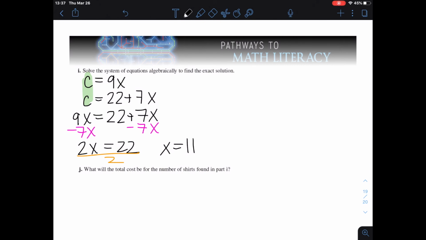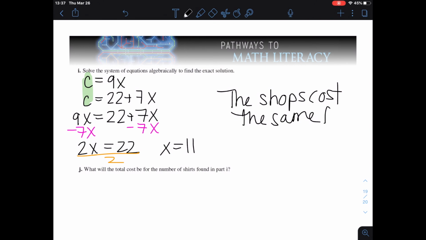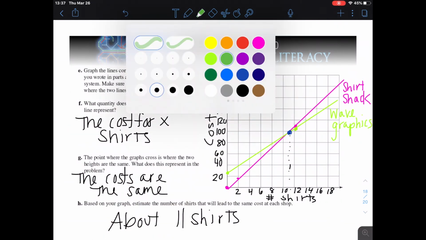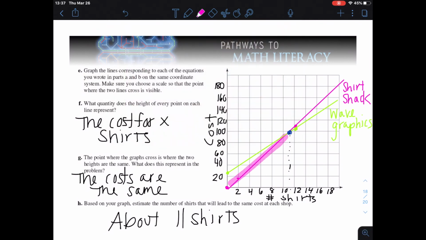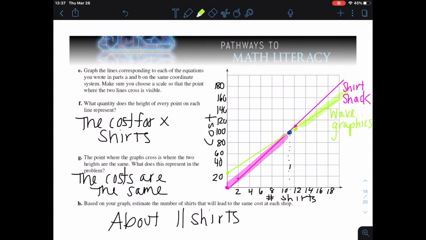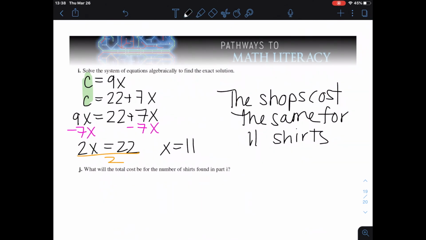So that tells us the shops cost the same for 11 shirts. If we look back, if we want to order less than 11 shirts, it's going to be a good idea to go with the Shirt Shack. If we want to order more than 11 shirts, Wave Graphics is going to be cheaper. And at 11 exactly, it doesn't matter. That's where they're the same.